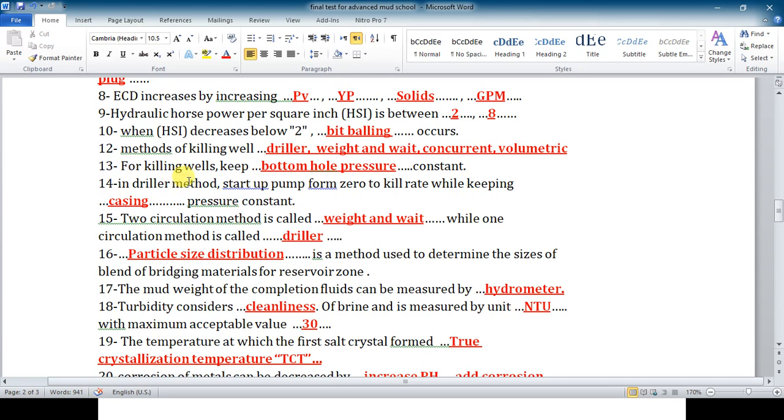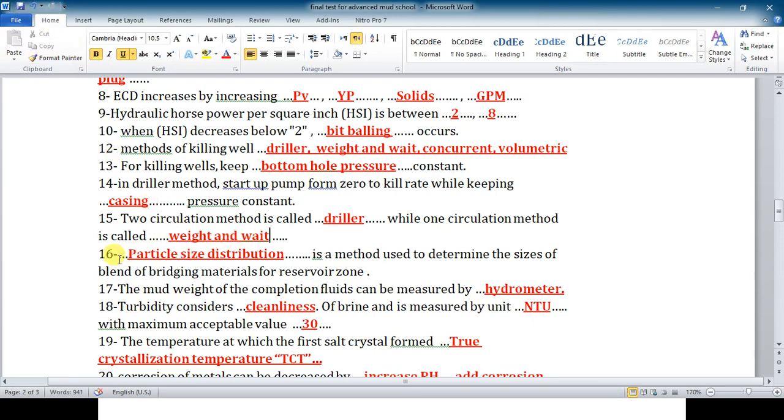Number 14, in the driller method, start up the pump from zero rate to kill rate while keeping the casing pressure constant. Number 15, the two circulation method is called the wait and weight method. Sorry, this is wrong. The two circulation method is the driller method, while one circulation only is called wait and weight. So this is the right answer.